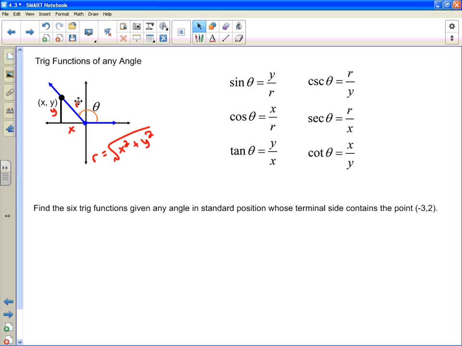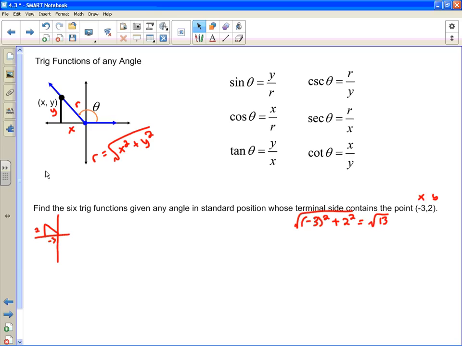So if I don't know what r is and I need to find it, that's what I would do, the Pythagorean theorem. So let's use this for the terminal side that contains the point -3, 2. I can draw this out and draw the triangle. -3 for x puts my triangle out here, -3, 2. Or I can just think, hey, this is x, this is y, and I can figure out pretty easily what r is. R is the square root of this. So 9 plus 4 is 13, so the square root of 13.